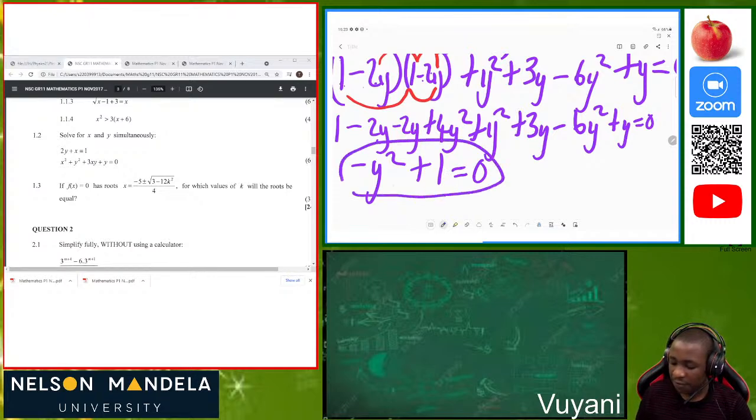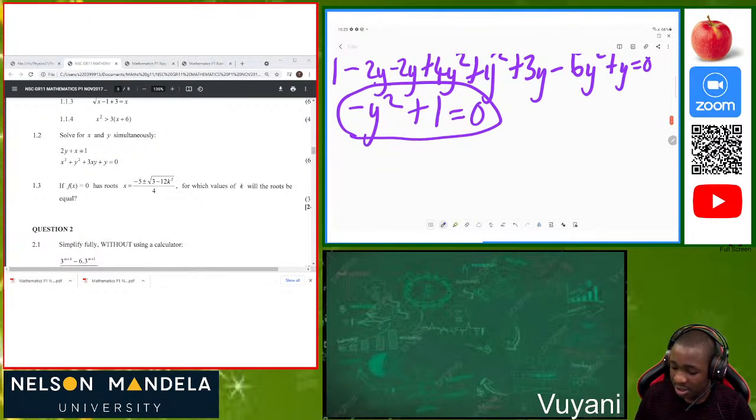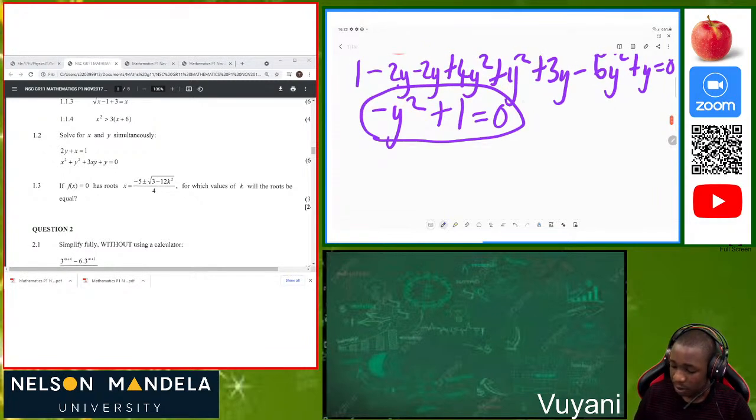If this is going to be confusing for you, let me just write it so that you can see what I'm saying. It's going to be 1 minus, we group like terms now.